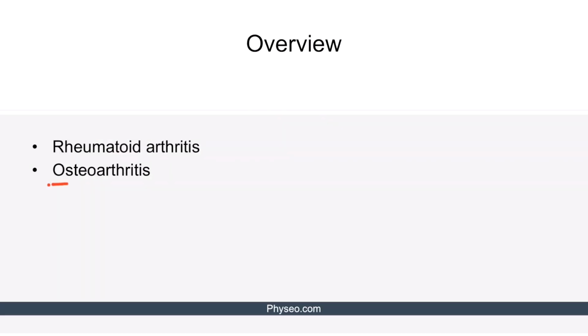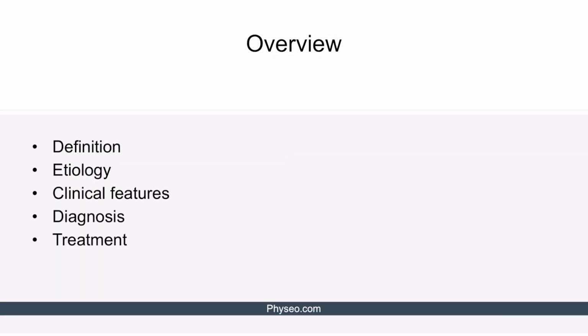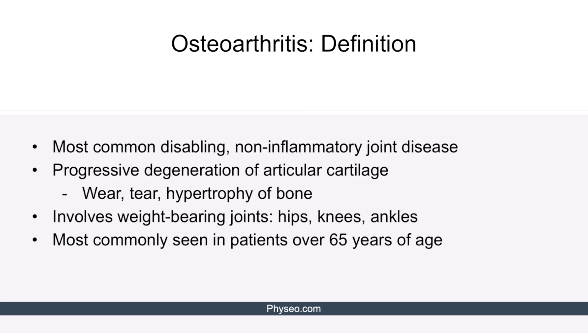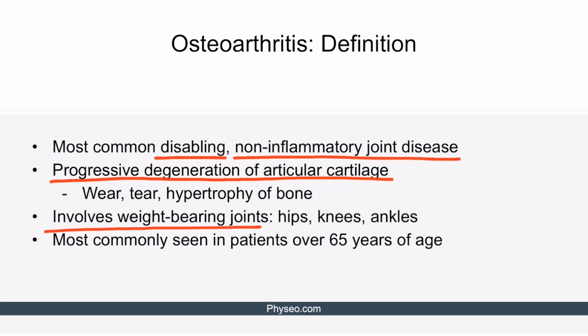Let's continue with osteoarthritis. We will discuss the definition, etiology, clinical features, diagnosis, and management of osteoarthritis. So let's start with the definition. Osteoarthritis is categorized as the most common disabling non-inflammatory joint disease. It's defined as progressive degeneration of the articular cartilage due to wear, tear, and hypertrophy of the bone. It typically targets weight-bearing joints like the hips, knees, and ankles. Also, it is mostly seen in patients over 65 years of age.